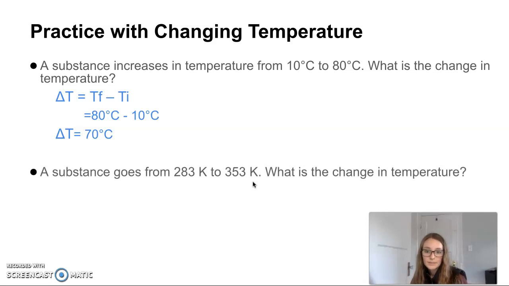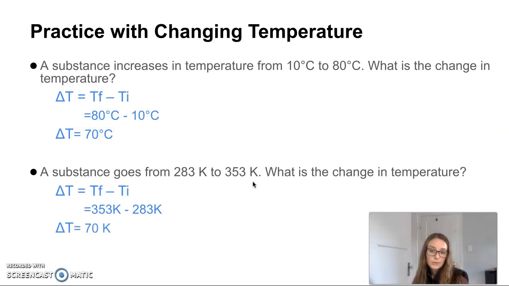Next, a substance goes from 283 Kelvin to 353 Kelvin. What is the change in temperature? Well, our final temperature is 353. Our initial was 283 Kelvin. So this just so happens, both of them were heating up. The change in temperature was positive 70 Kelvin. And it is not always positive. It could be negative as well if you're cooling down instead of warming up.